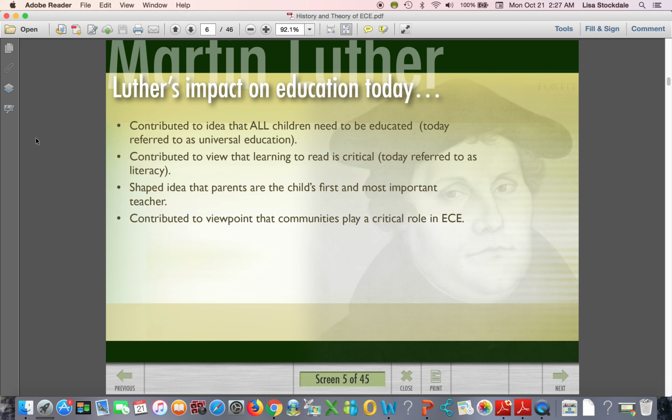But Martin Luther also shaped the idea that parents are the child's first and most important teacher, and that communities play a critical role in early childhood education.